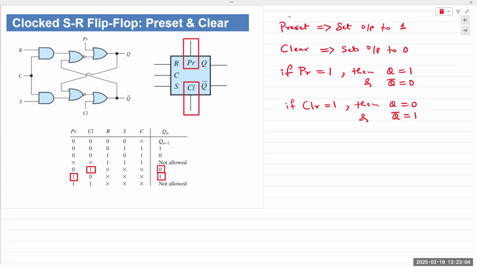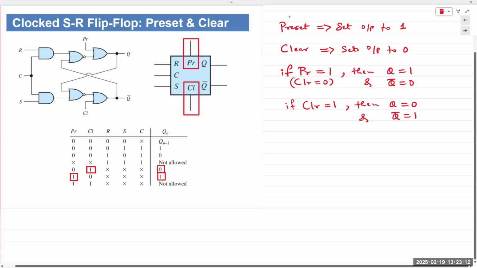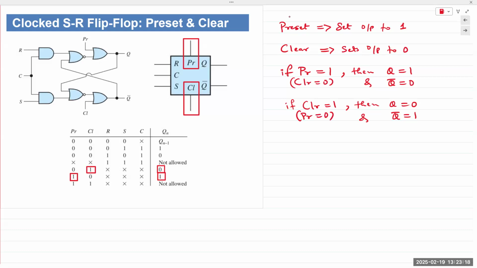So the preset is 1. Clear must be 0. And if clear is 1, then preset will be 0. So let's look at how it would work.